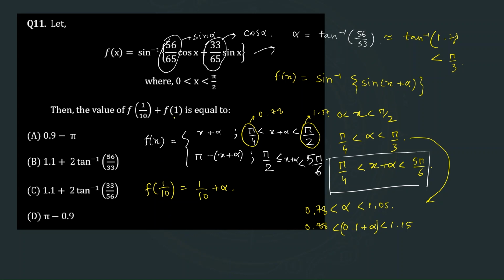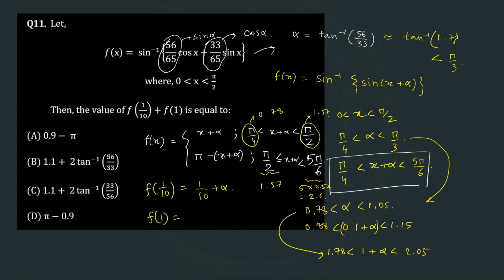Now let us consider this case f of 1. As alpha lies in this interval, 1 plus alpha should lie between 1.78 and 2.05. Now pi by 2 is again approximately 1.57, and 5 pi by 6 is approximately 5 into 0.52, which is approximately 2.6. So this 1 plus alpha lies between 1.57 and 2.6. So we have to take this case.